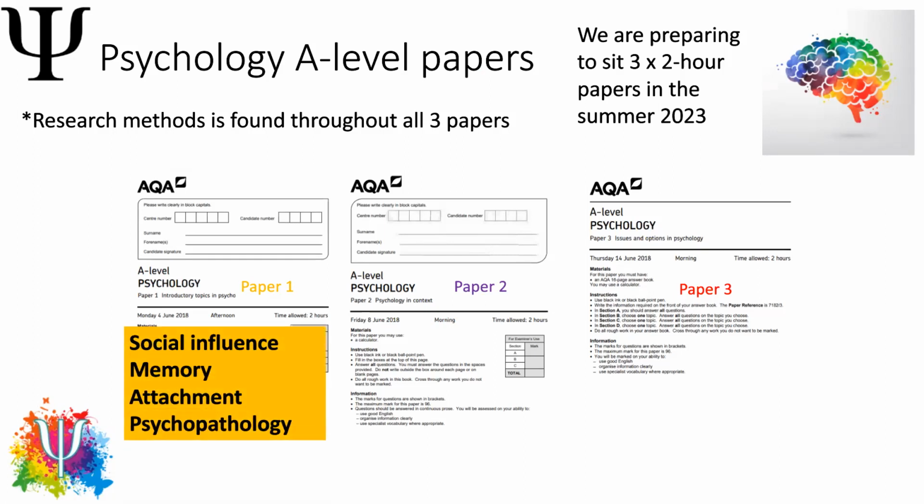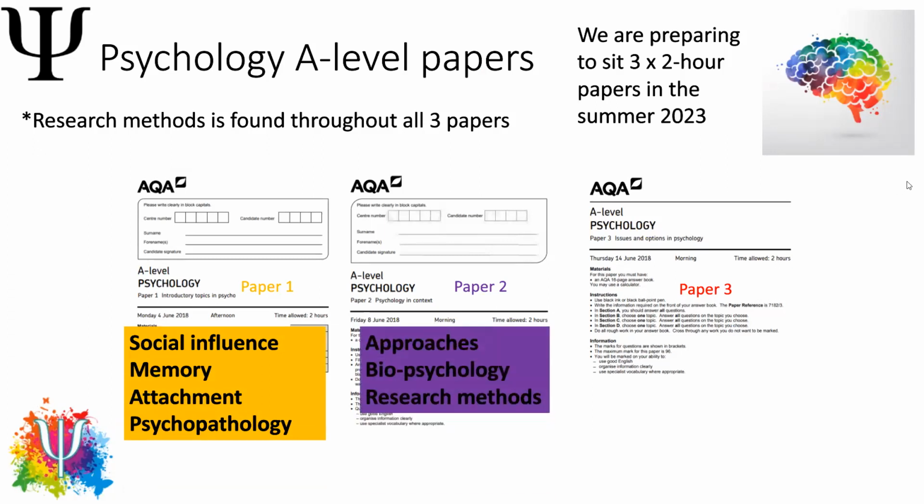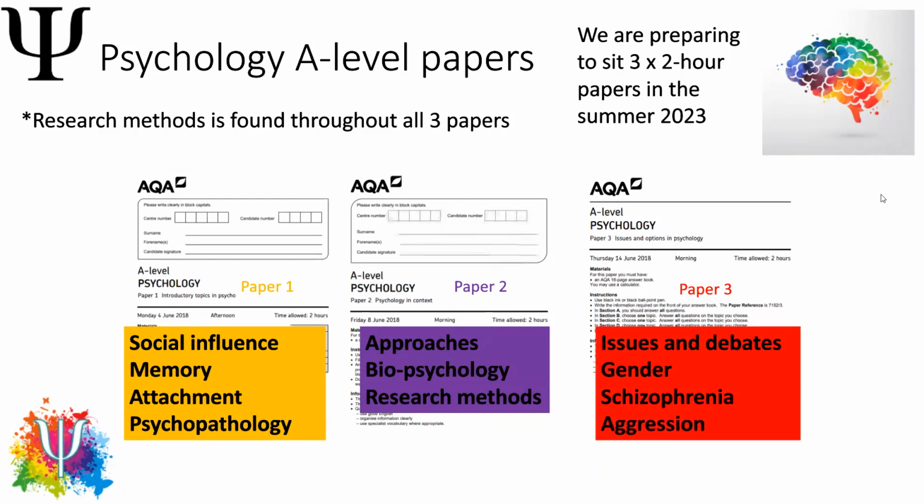Okay, so just a quick recap. Paper 1 is social, memory, attachment, and psychopathology. Paper 2 is approaches, biopsychology, and research methods. And then paper 3 has issues and debates. And then here's, for example, a selection of choice we could pick: gender, schizophrenia, and aggression. But like I said, we would decide as a class what to do.